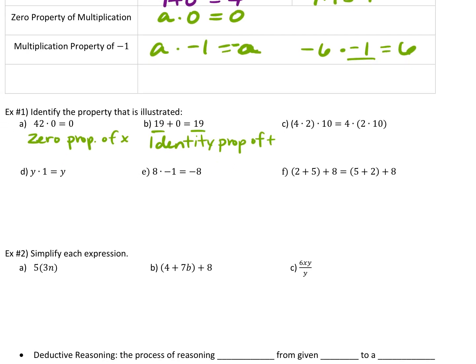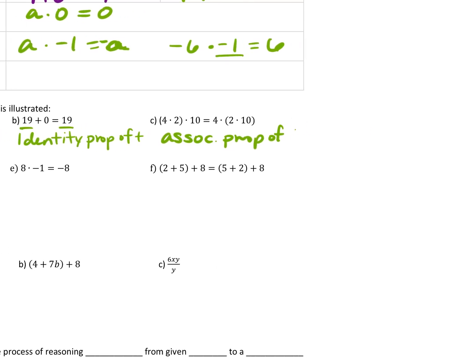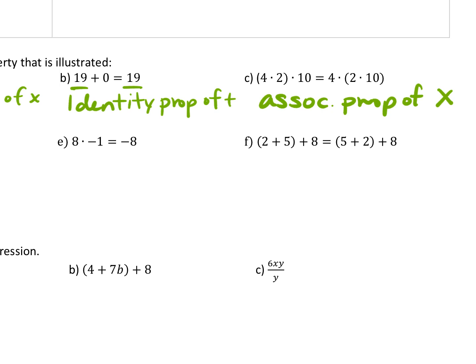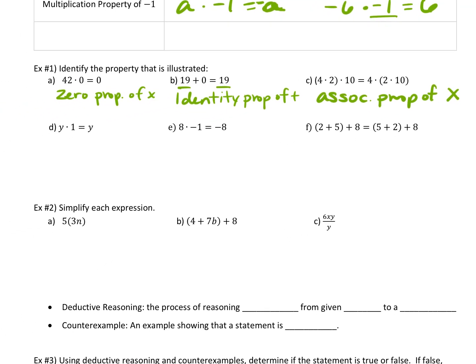Okay, tell me what you got for C. That is the associative property of multiplication. Please don't abbreviate that one too short. Notice they moved the parentheses, right? It was 4 times 2. Now it's 2 times 10 that goes first. So they moved those parentheses and just multiply in a different order.